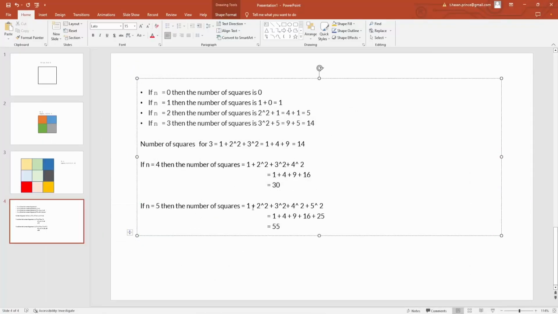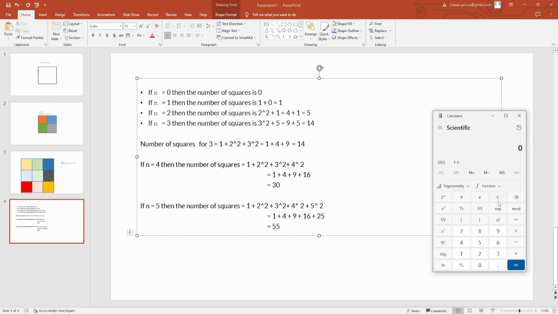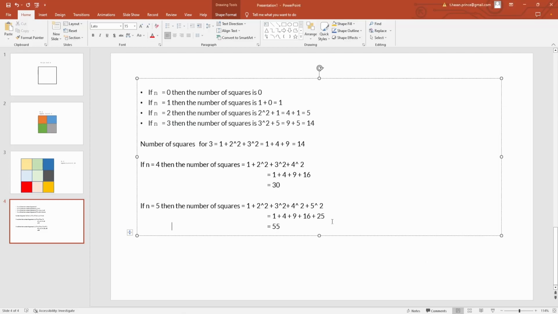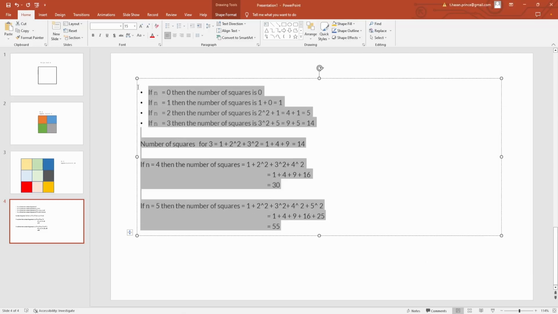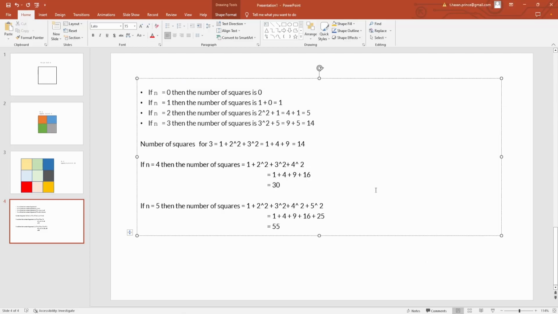Now when n is equal to 5, it should give us 55, right? Our trend says that if I add up all the square numbers up to 5, then we should get 55. So you can see here, 1 plus 4 plus 9 plus 16 plus 25 is equal to 55. So this is the solution. Now we just have to code it up.